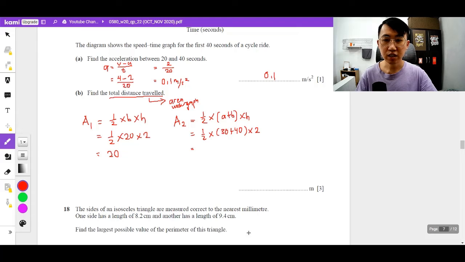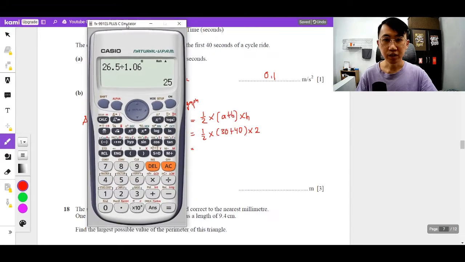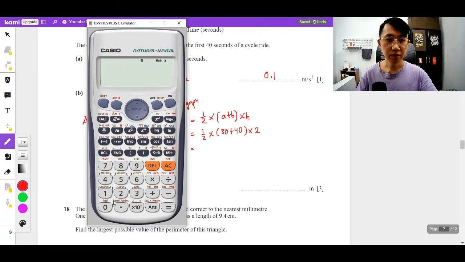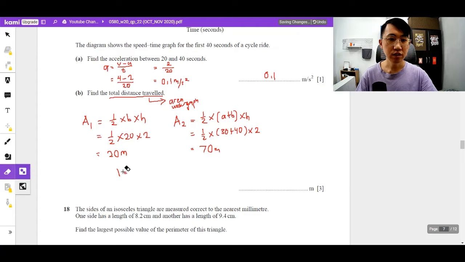This one teacher needs to use calculator. Put it over here. So 0.5 times 70. Follow the bracket. Do the bracket, 70 times 2. So teacher gets 70. Now these two areas are actually representing your distance, so you can write meter. Total distance travel. Let's write straight away. Total distance.